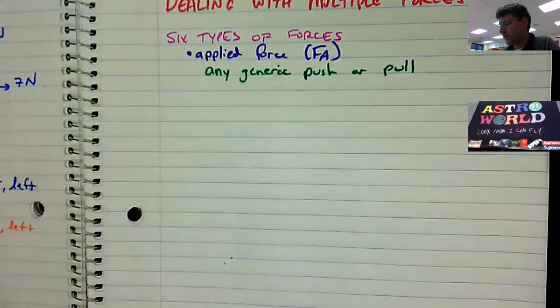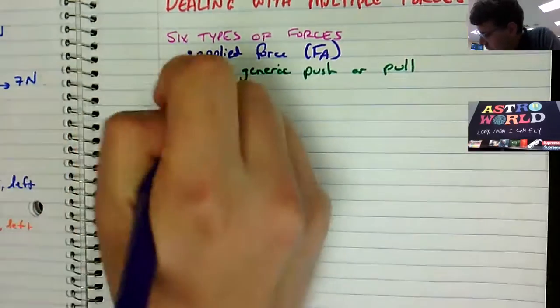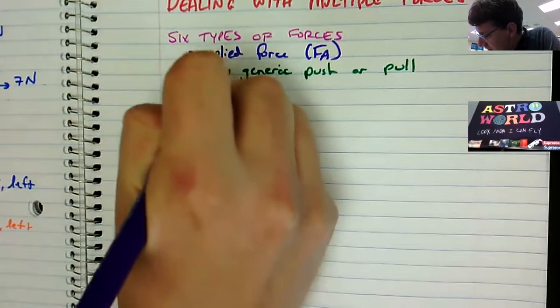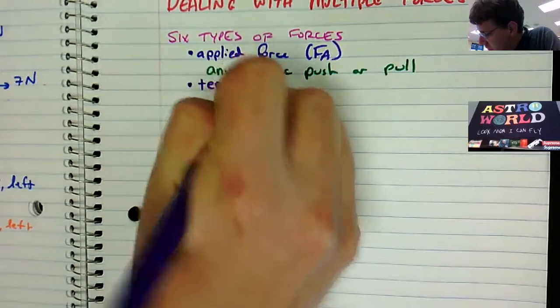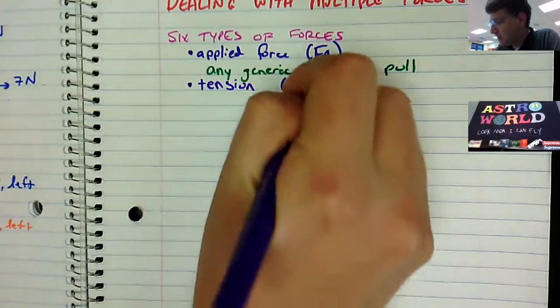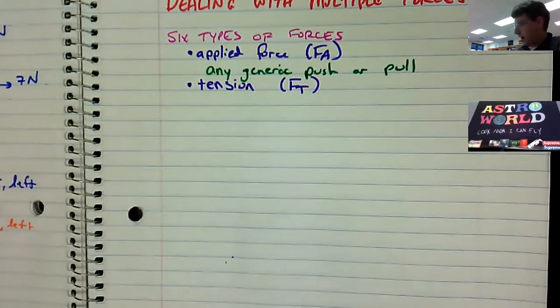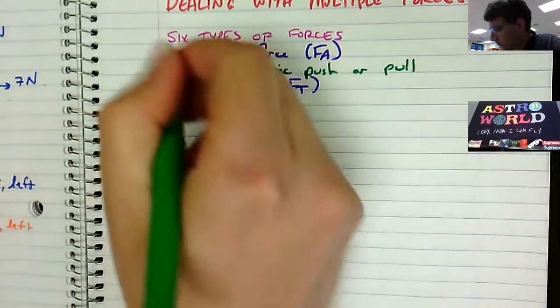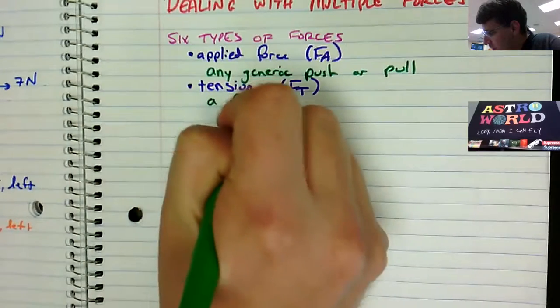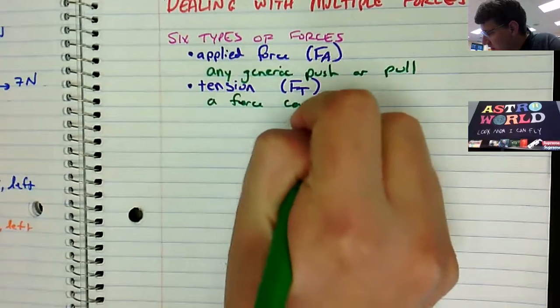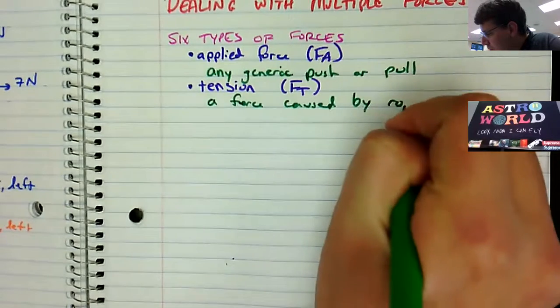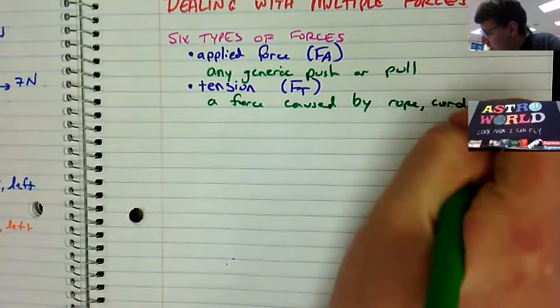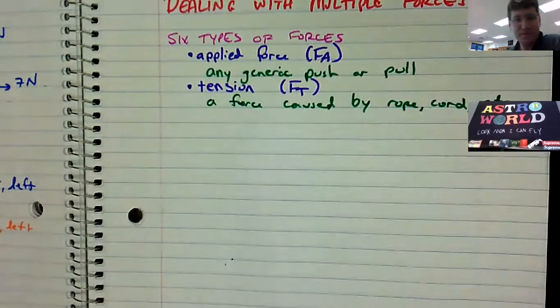So, 6 types of forces. The first one's applied force, which is any generic push or pull. The second one is tension, which we're going to abbreviate FT. Tension is like if you've got a rope or a cord or something. So a tension is a force caused by a rope or a cord, etc.